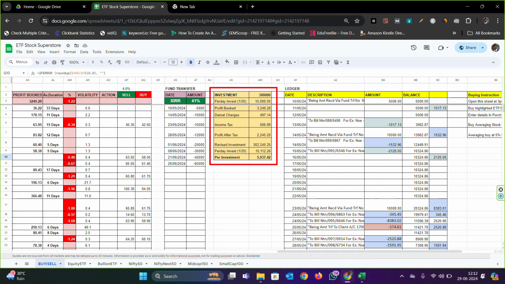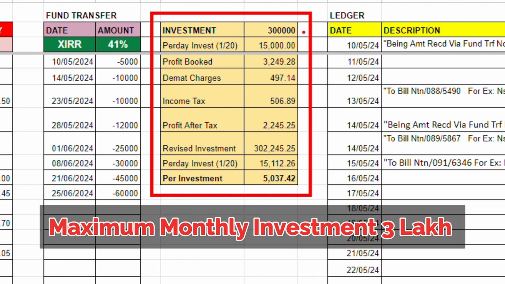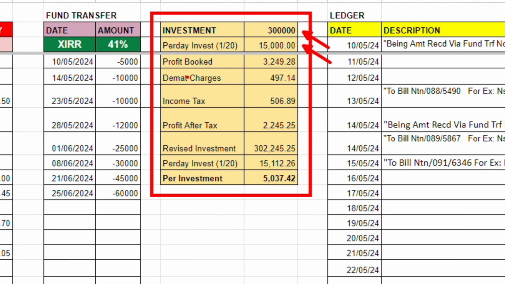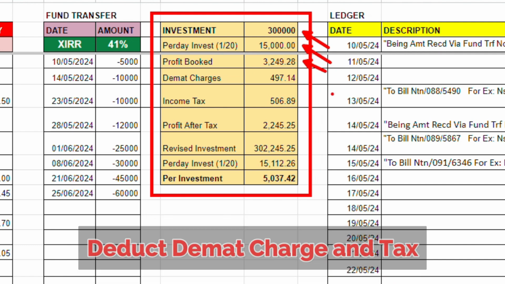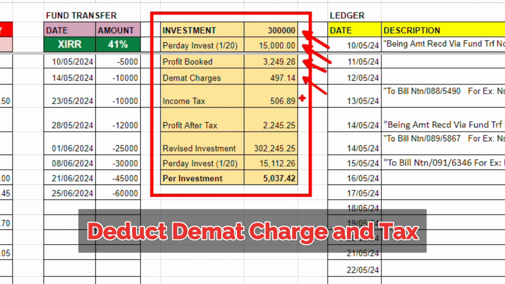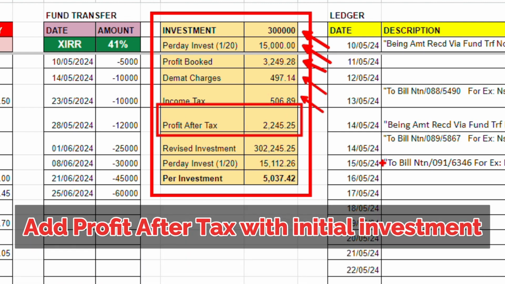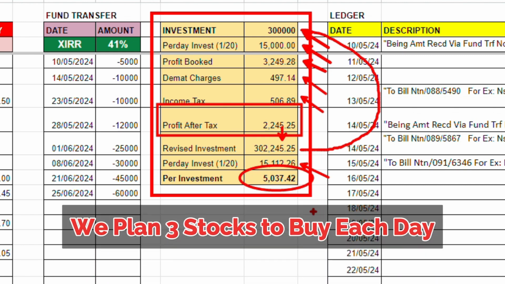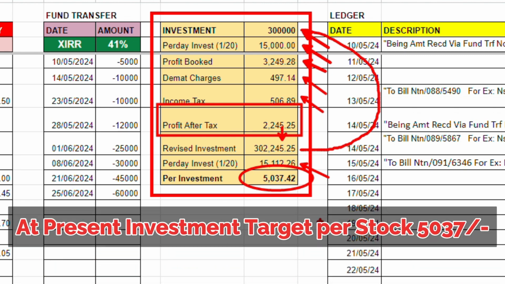We've set a maximum monthly investment target of 300,000 Indian rupees. By dividing this amount by 20 trading days, our daily investment target comes to 15,000 Indian rupees. To determine the actual investment amount, we add the profit booked till date and then deduct the demat charges and taxes. This gives us the revised investment amount after adding the initial investment and profit after tax. Next, we divide this revised investment amount by 20 to get our daily investment target. Since we aim to purchase 3 stocks per day, we further divide this daily target by 3 to determine the amount to invest per stock.